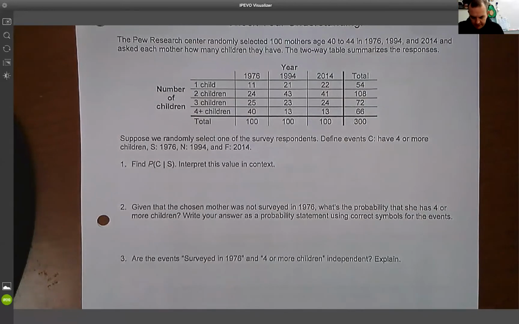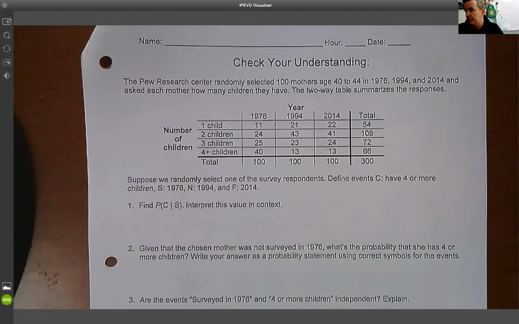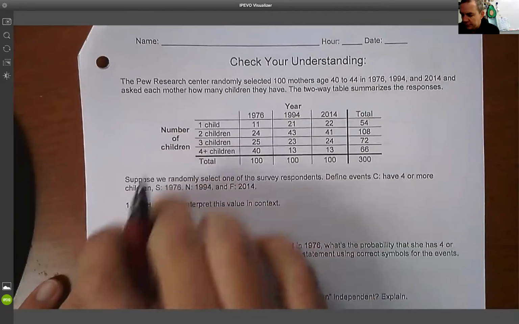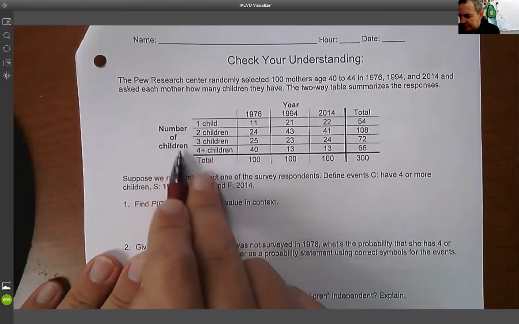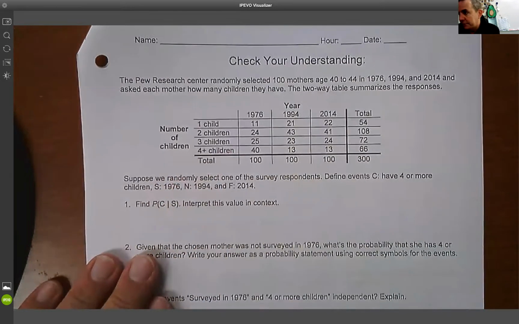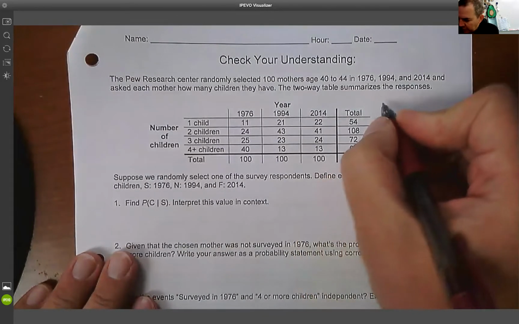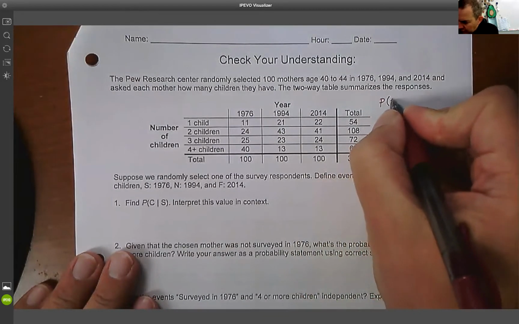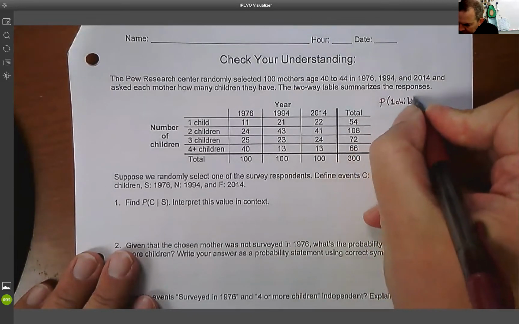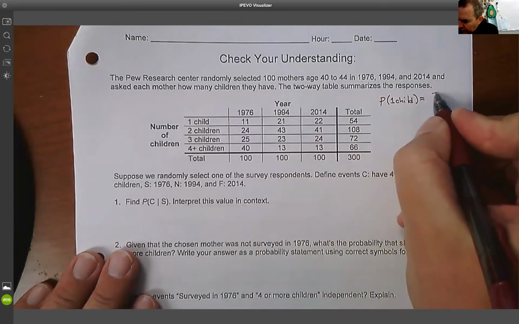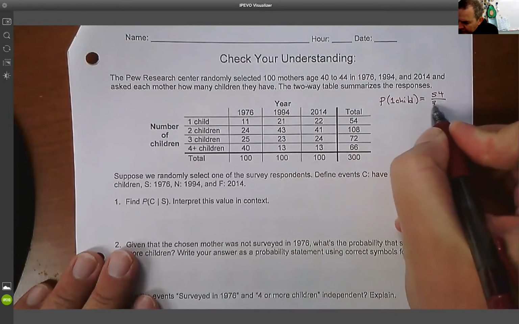So what we have here is a survey that was done of 100 mothers aged 40 to 44 in 1976, 1994, and 2014, and they asked them how many children they had. So that's our two-way table here. Just as a review, in a two-way table we have categories coming down for the rows, and categories going across for the columns. Anything that's marginal is going to be like, if I were to ask you, what is the probability of having one child? The probability of having one child is 54 out of 300.